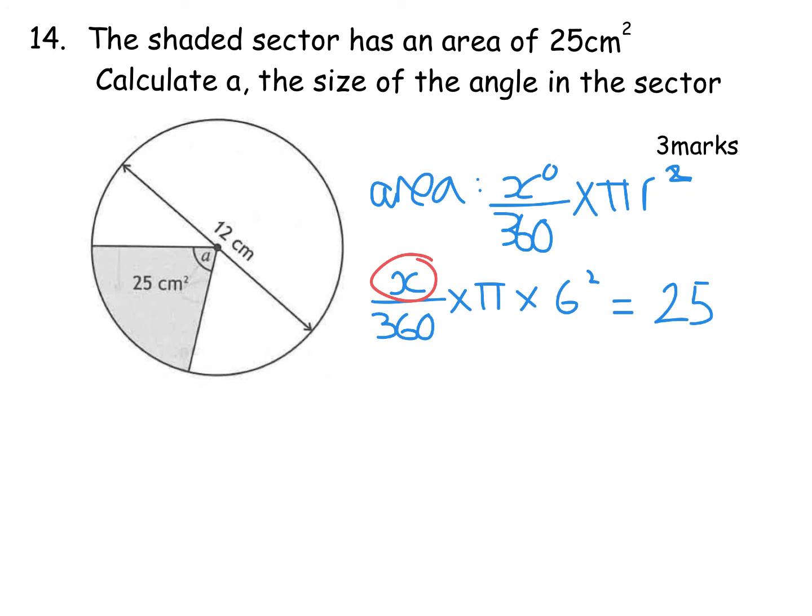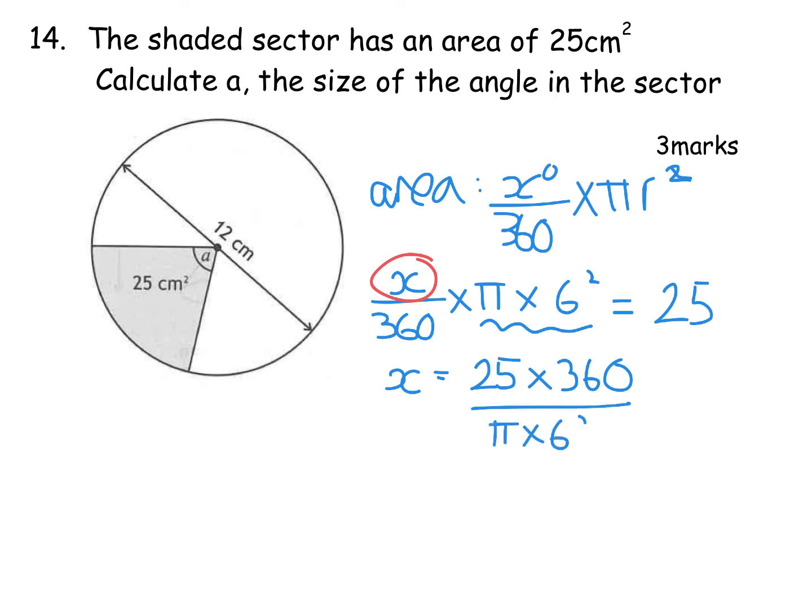The opposite of dividing by 360 is timesing by 360. So the first thing we're going to do is we're going to do 25 times 360. The opposite of timesing by pi times 6 squared is dividing by that. I'm just going to take that in one whole thing and make it pi times 6 squared.